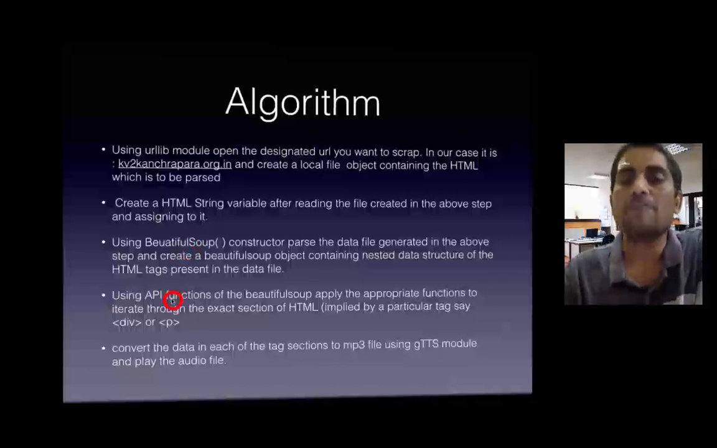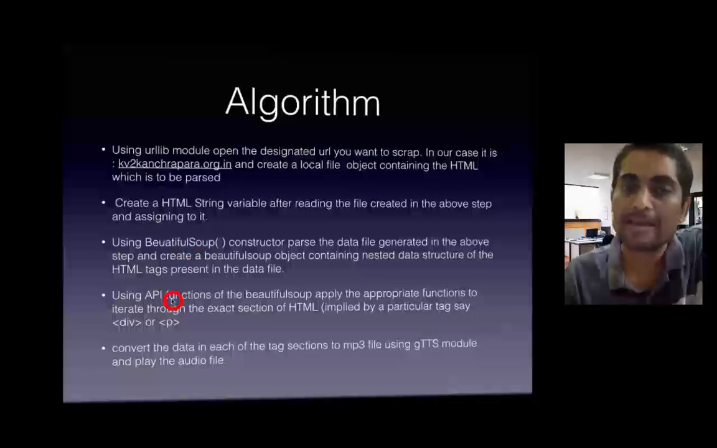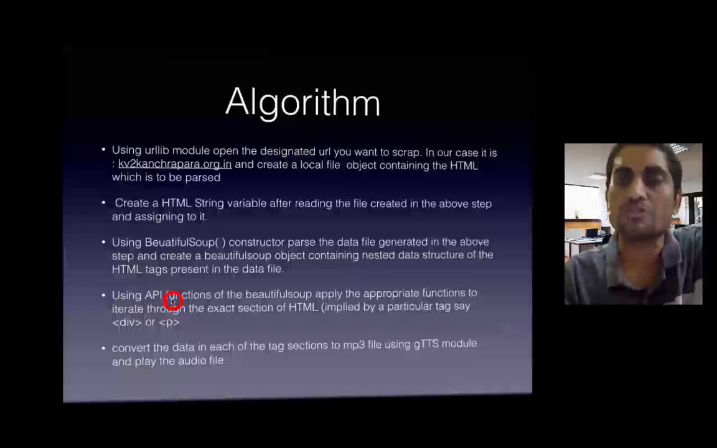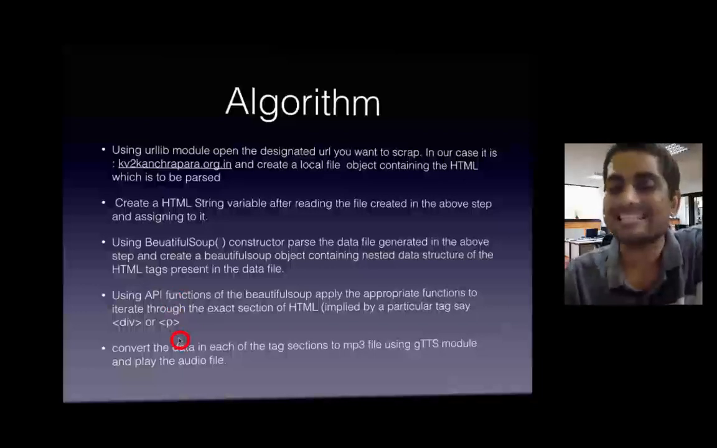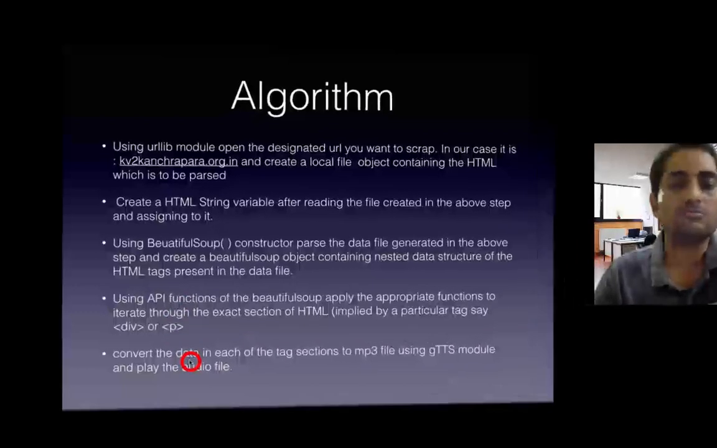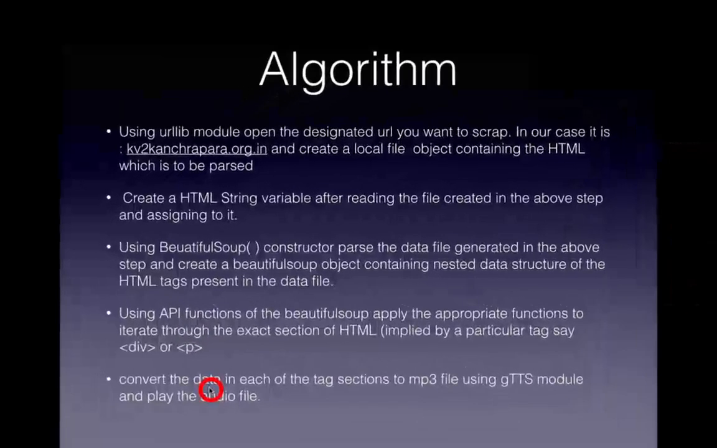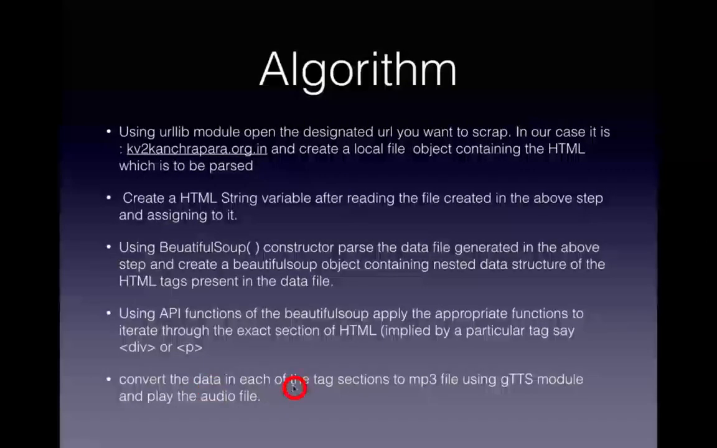Now in the fourth step, we will use the Beautiful Soup API functions to go through those data structures and find out which tags we are interested in. Specifically we are interested in tags like div and paragraph tag, that too in the middle section of the page. So we will extract those only and then convert the text inside those tags into a sound file, read it out and play it out. So let us find out how to write the program.